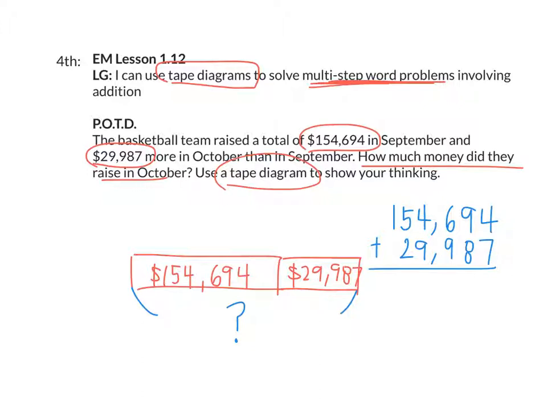Let's start with the ones place. I have 4 ones and I want to add 7 more. How many ones do I have altogether? Everyone? 11. Okay, now I have 1 ten plus 9 tens plus 8 tens, so altogether that's 18. So I'm going to regroup 10 of them to become 100. 1 plus 6 is 7, plus 9 is 16.